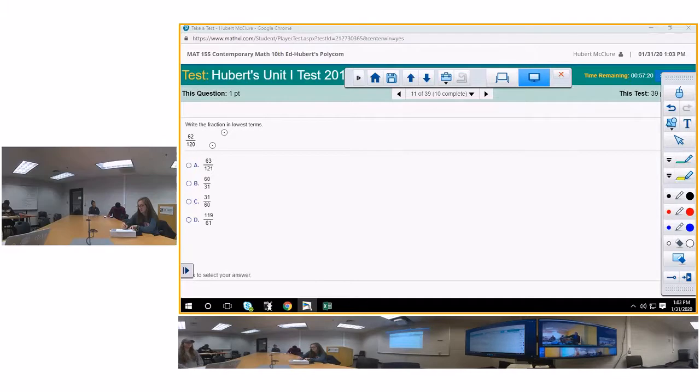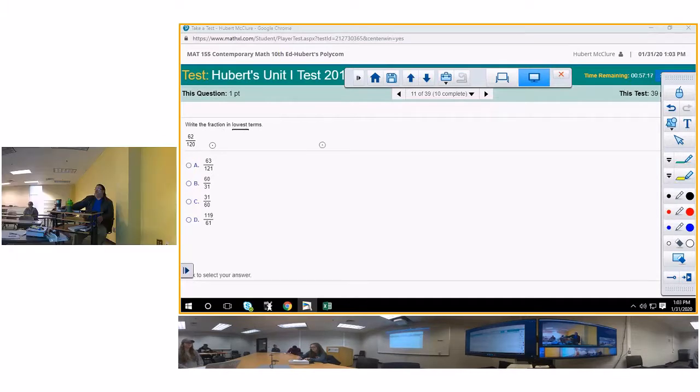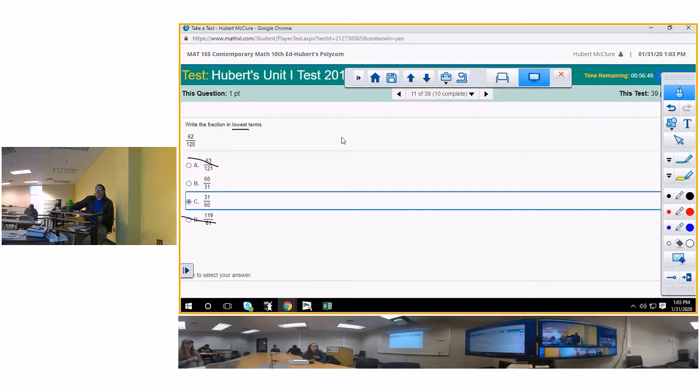Well, lowest means what are you doing to it? Are you increasing it or reducing it? Reducing. So A cannot be right, because what did we do to both the numerator and the denominator? Made it bigger. We know this one's not right because half of 120 is not 61, and you can't increase the numerator. What's half of 120? So don't you think it's Charlie? I need to take that one off.